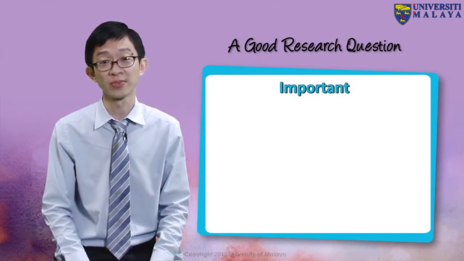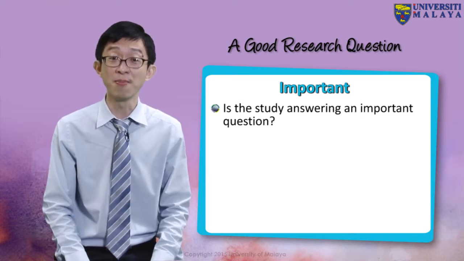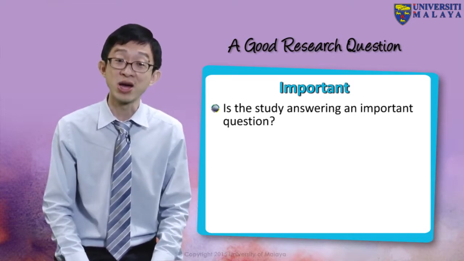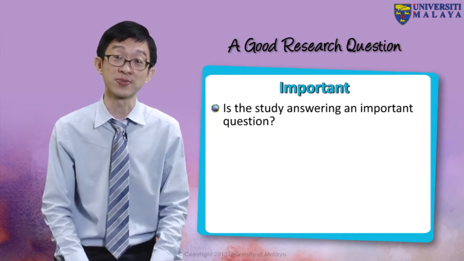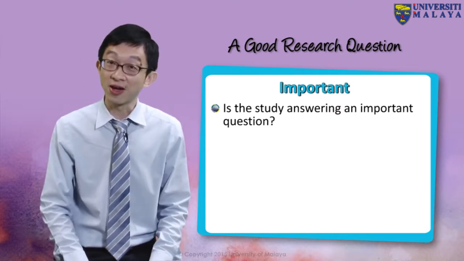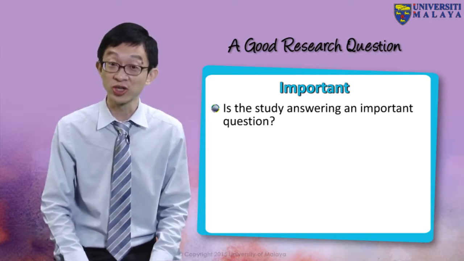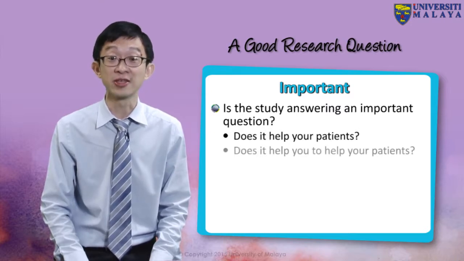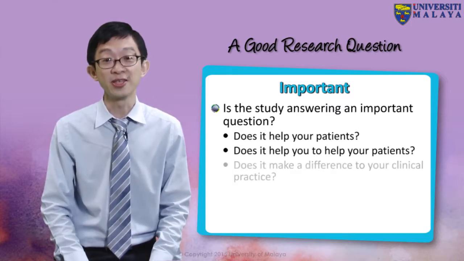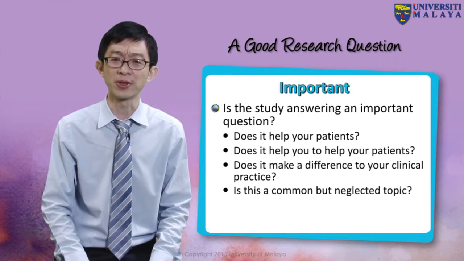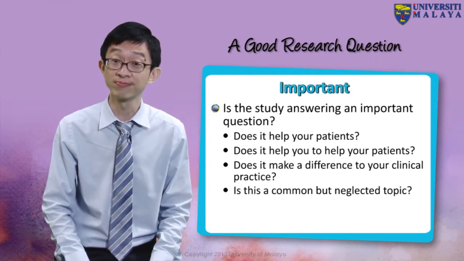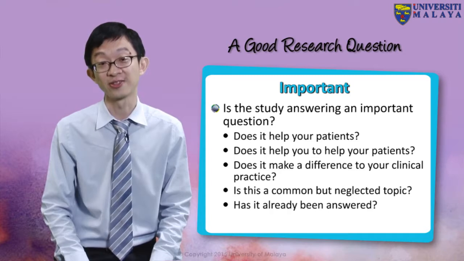This brings us to the next feature of a good research question. How important is the research question? To answer this question, the researcher must be aware of the current issues surrounding the research topic. This can be done by reading the literature and talking to experts in the field. You can start by asking yourself, by conducting this research, does it help your patients? Does it help you to help your patients? Does it make a difference to your clinical practice? Is this a common but neglected topic in your clinical practice or literature? Has it already been answered?